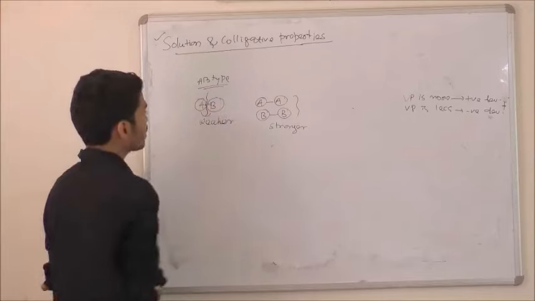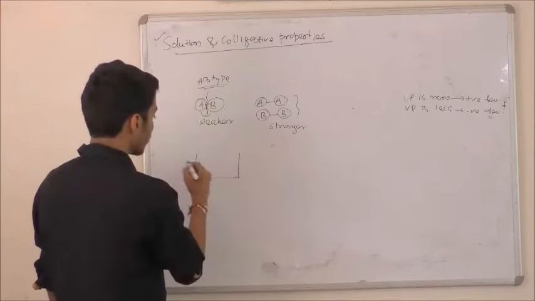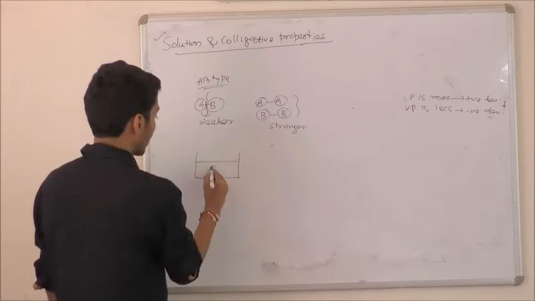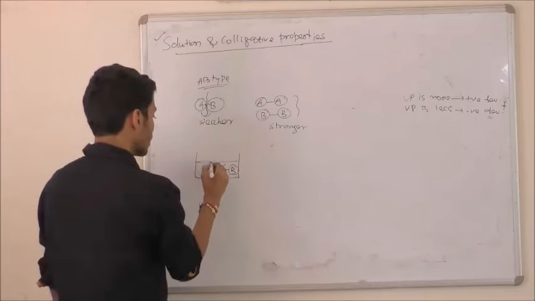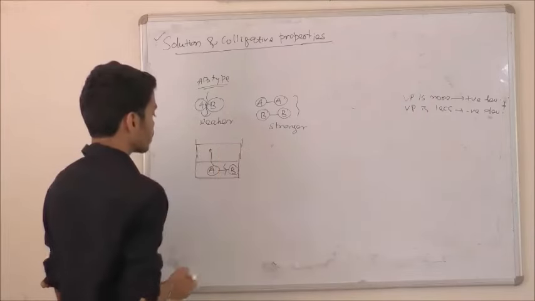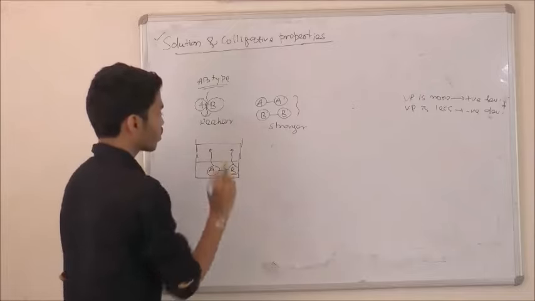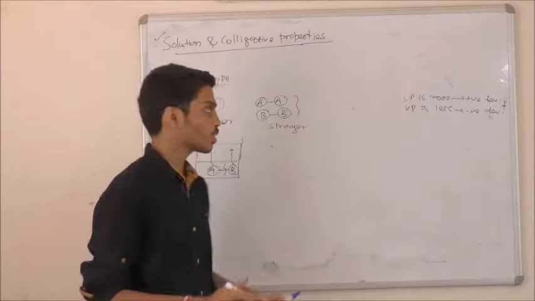This bond can be easily broken. And when these bonds are easily broken, what happens? When this bond is easily broken, this A molecule can easily go into the vapor state. Similarly, the B molecule can also easily go to its vapor state.